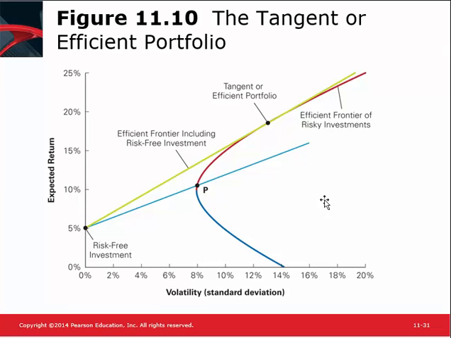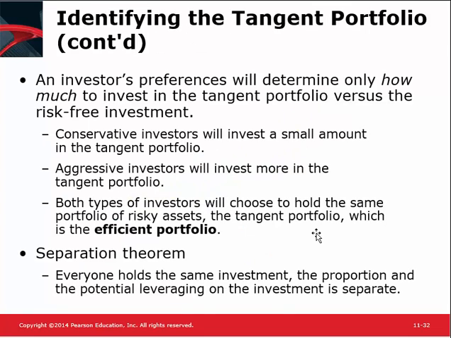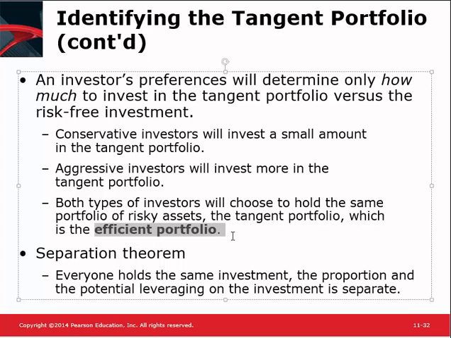So what are our choices then? It's going to depend on the person, right? Conservative investors are going to want just a small amount of risk. Aggressive are going to want more. However, they all want to be on the efficient portfolio. They want an efficient investment.